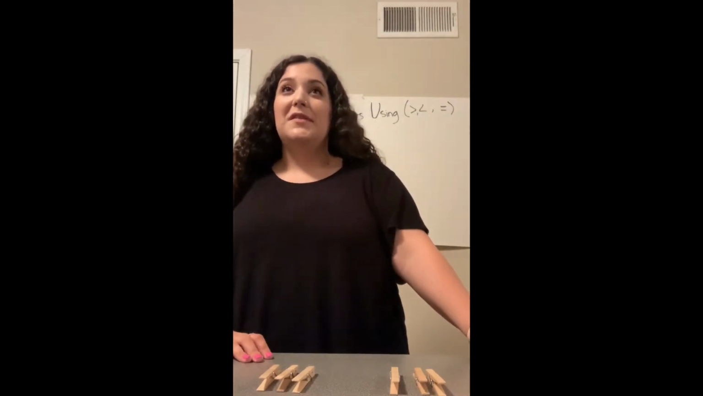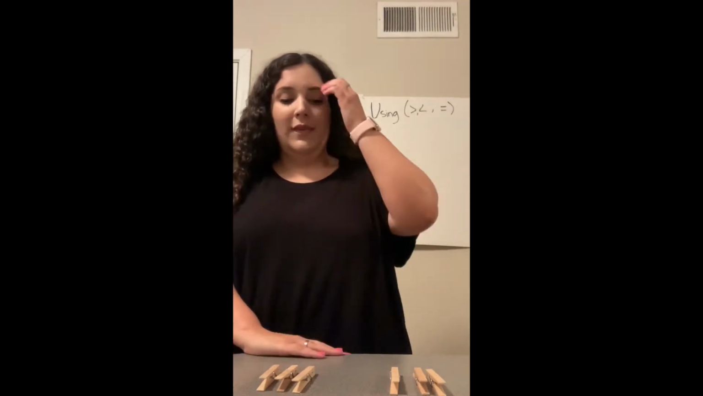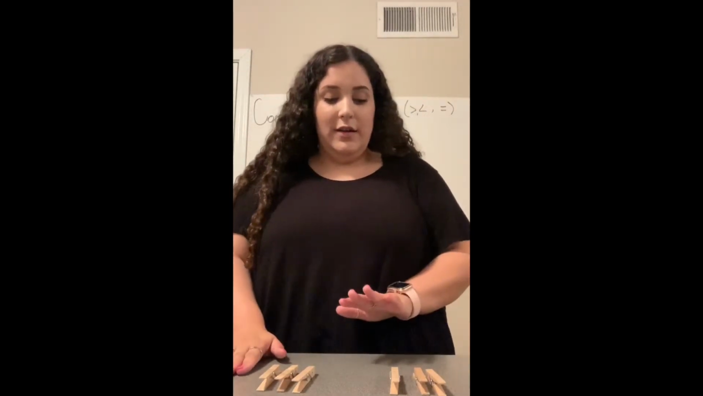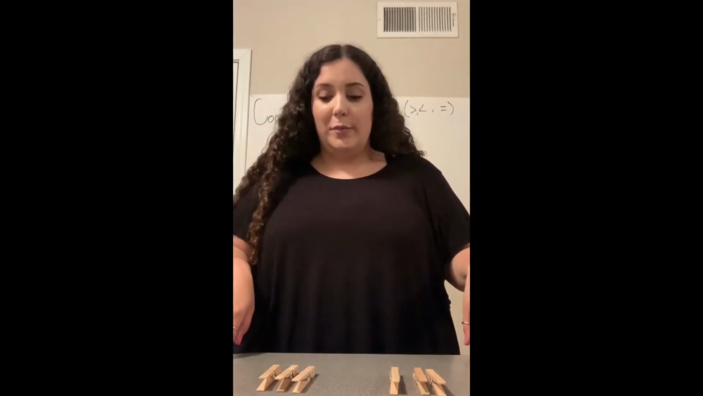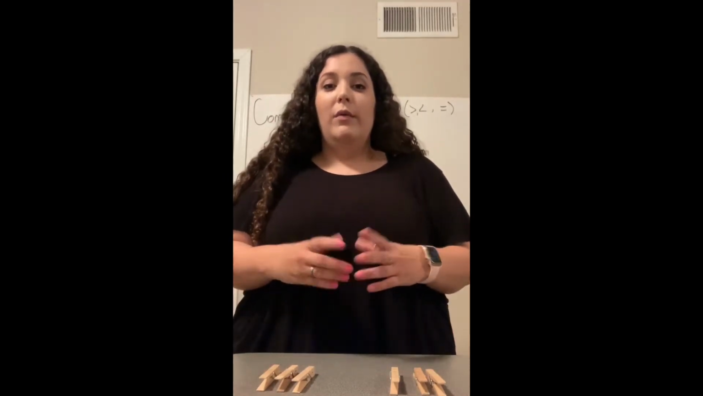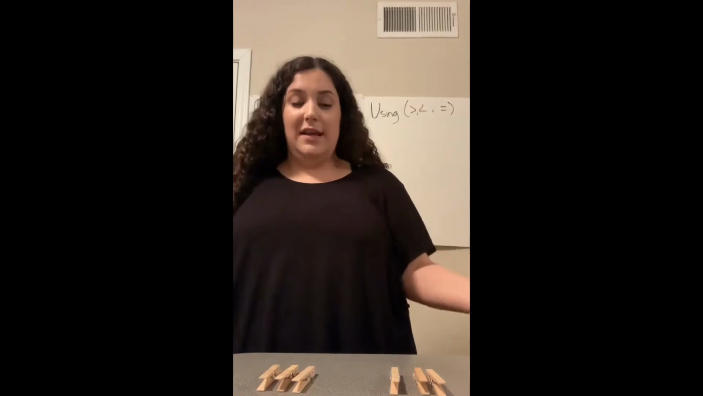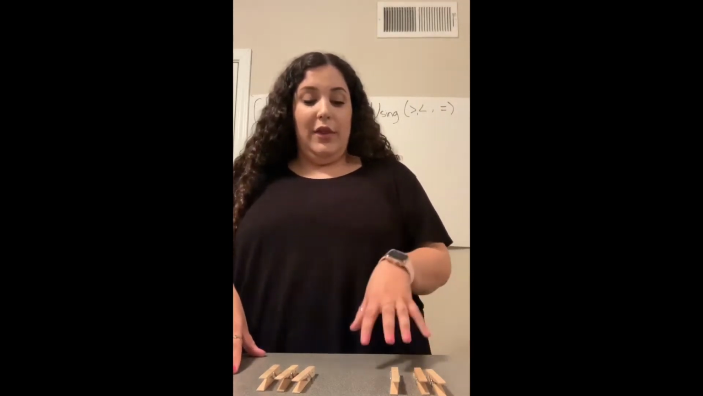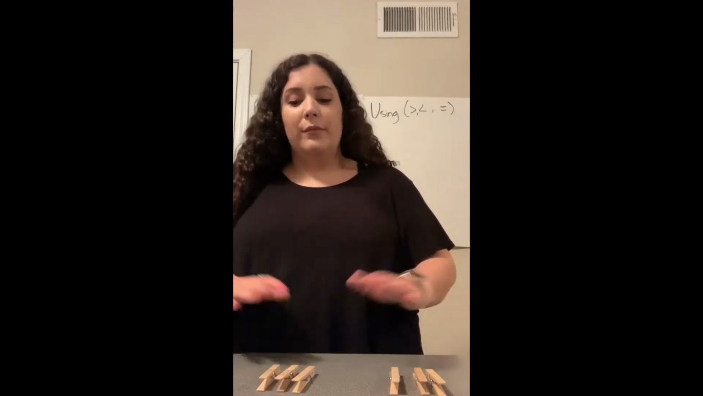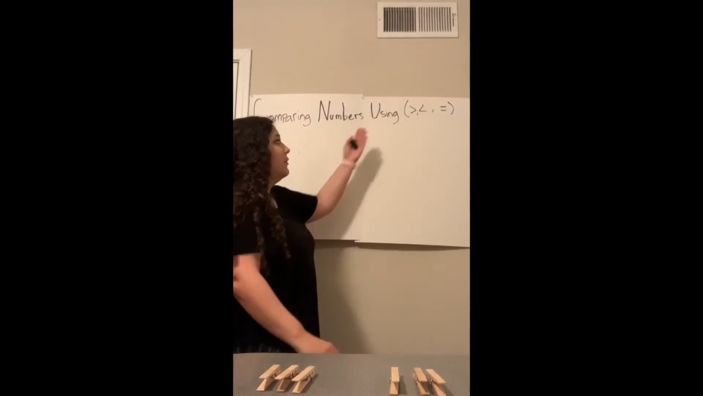Take just a few seconds. Give an answer? Perfect. That is correct. There are 3 clothespins in each group. We have 1, 2, 3 in this group and 1, 2, 3 in that group. When we have 2 of the same number, like 3 and 3, those are going to be known as equal to.